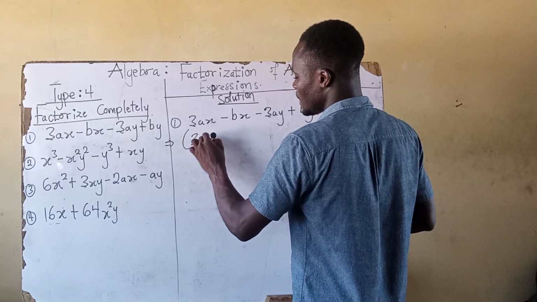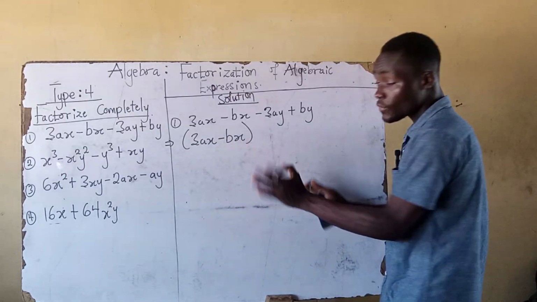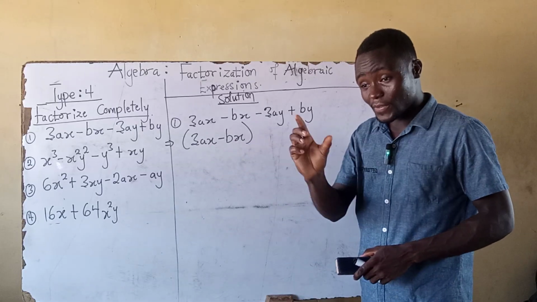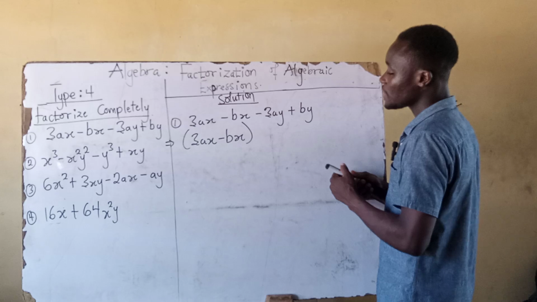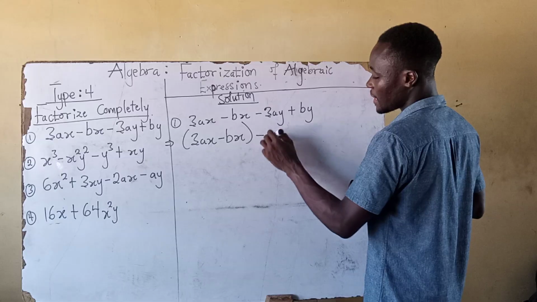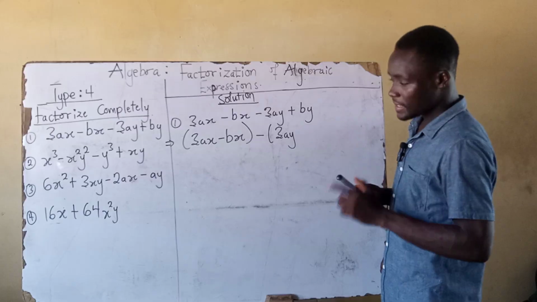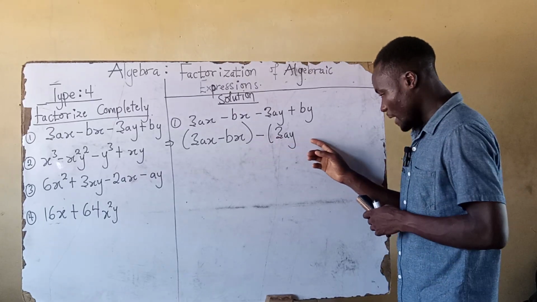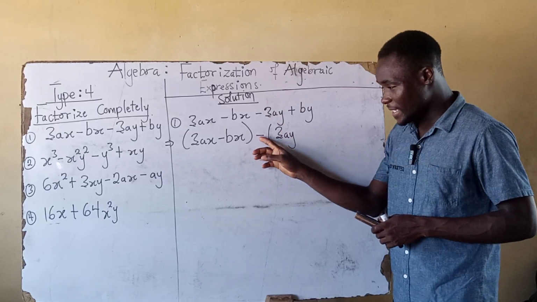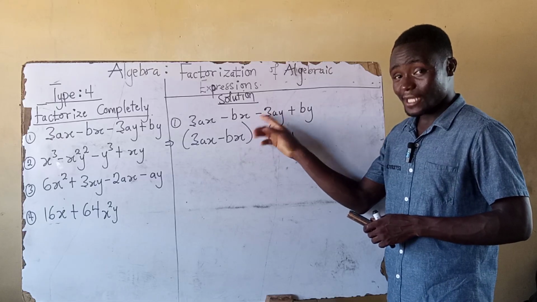I can pick the 3ax then minus bx as one fold because they have something in common. Remember 3ax has x, and bx has x, so they have something in common. When I come to this side, which is 3ay and by, they also have something in common. So my minus sign comes here, then I have 3ay. Remember that when we use the sign here to expand the bracket, we should get everything that we have here. So when we use this negative to multiply this positive 3ay, we are going to get negative.